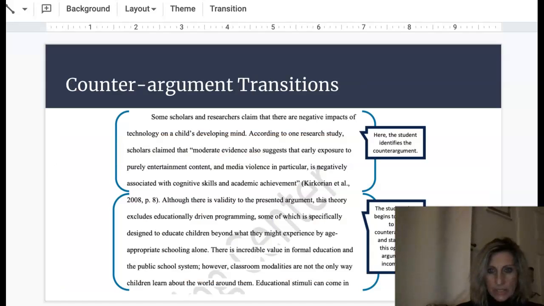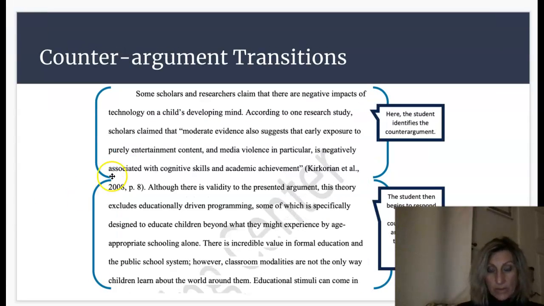The second thing I want to talk about is how do you transition into a counter argument. Even if you're doing it at the end of your paragraph, you should transition into saying what the other side believes. So once you've explained your side, then you could say something like, some scholars and researchers claim, and then state what they believe. And then you give their evidence. And then you can acknowledge that there's some validity to it, but then explain what's wrong with it. So here it says, although there is validity to the presented argument, this theory excludes educationally derived programming.